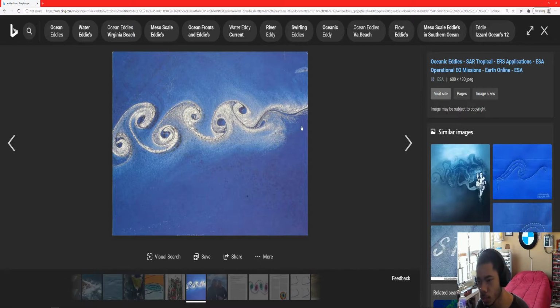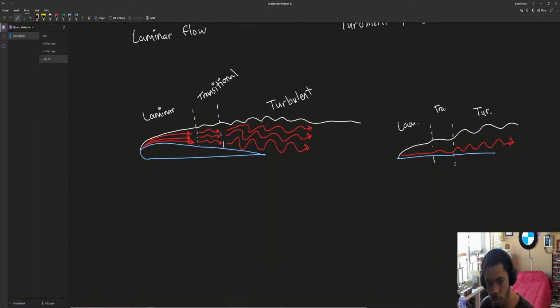It's named after somebody named Eddy. It's a phenomenon where a vertical portion of the flow's velocity is now turned into these so-called eddies. So we go back and just draw that. Here's our straight area in laminar flow. It becomes transitional, turbulent, and then our turbulent area looks something like this. These are our eddies.